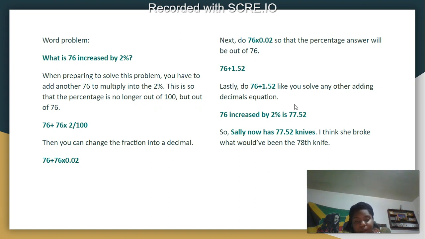Now Sally has 77.52 knives. I think she broke what would have been the 78th knife. She didn't eat it though. Do not eat knives.